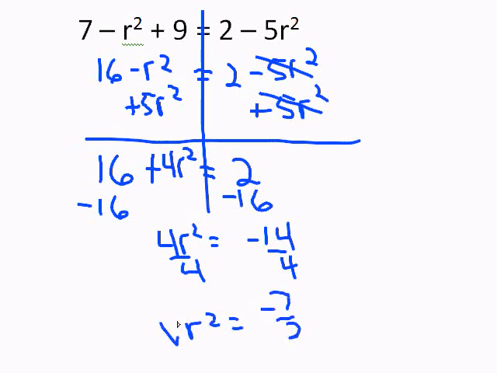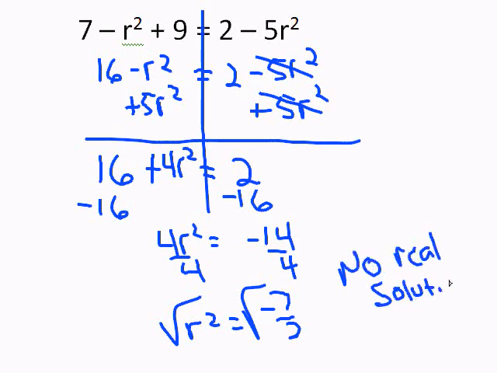You can take the square root of both sides, but you should notice fairly quickly that you have an r squared equal to a negative number. So again, there's going to be no real solution.